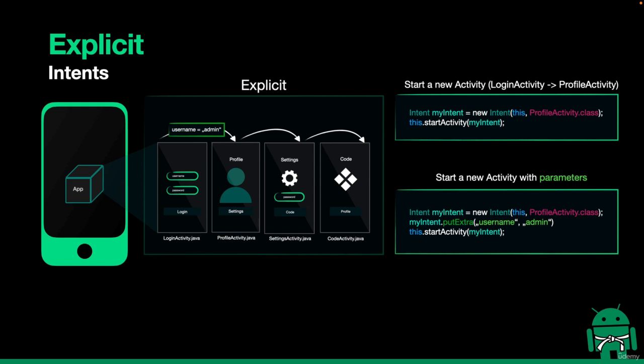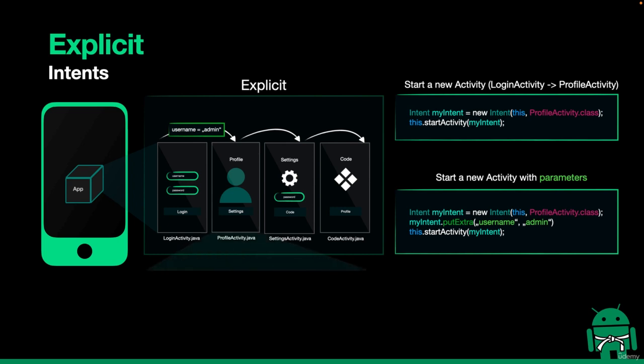So over here we can see we are providing a username and an admin, and then we are starting this activity. After successfully logging in as admin, the information admin will be passed from the logging activity into the profile activity. How does this look like? Well, it's not that hard.